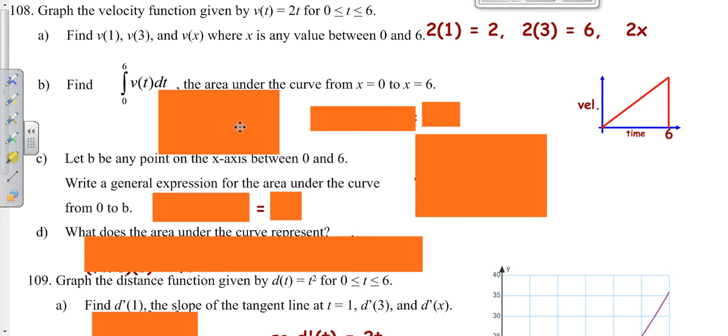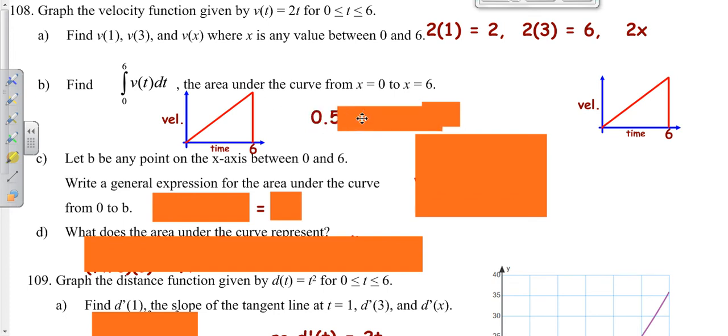Well, as you look at the shape here, it's just a triangle. You know how to find the area of a triangle, so you're going to go 1/2 times your base, which is 6, times your height. Well, let's see, if we're over here at 6, to figure out our height, all we have to do is plug it in, 2 times our 6, and we get 12. And then all we have to do is multiply that out, and we get 36. And in the context of this problem, it would be distance.